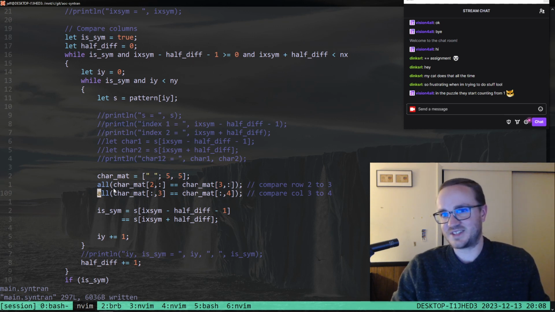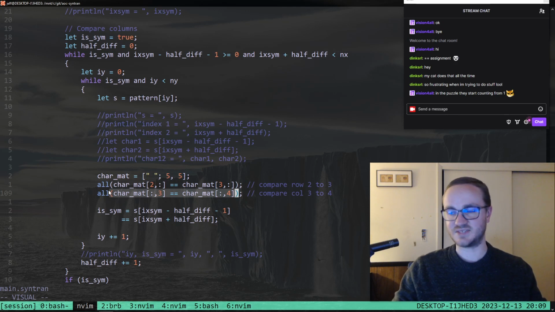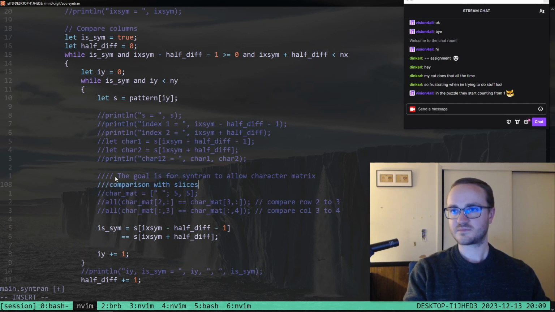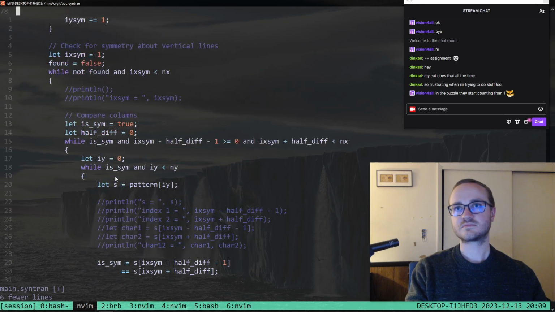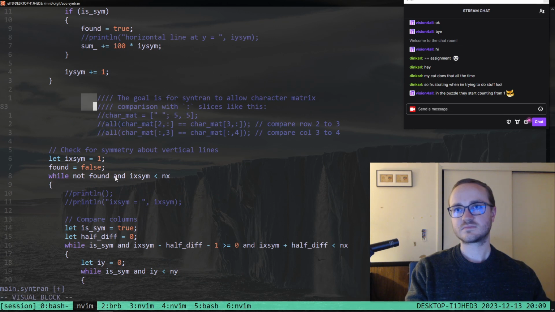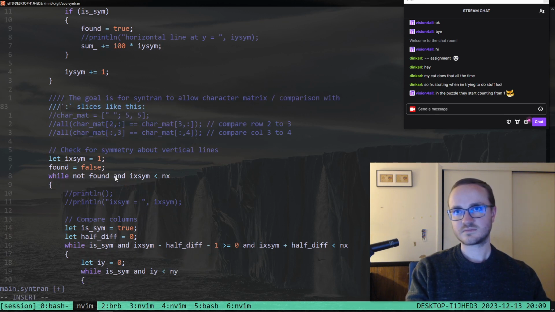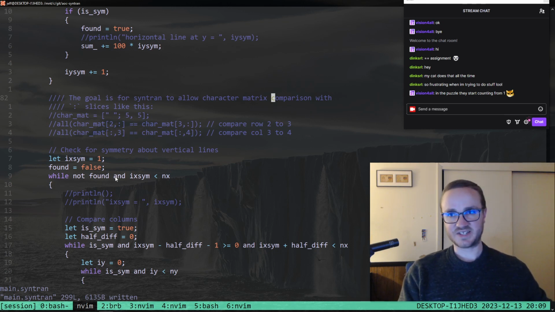So ideally, I would have a language where it's this easy, but I just haven't gotten that far in Syntran yet. This is where I want to go. I want to make Fortran-like syntax and MATLAB-like syntax possible in Syntran, but I haven't gotten that far yet. Yeah, so I'm not there yet. That's the plan. Maybe by next year's Advent of Code, I'll have that implemented.